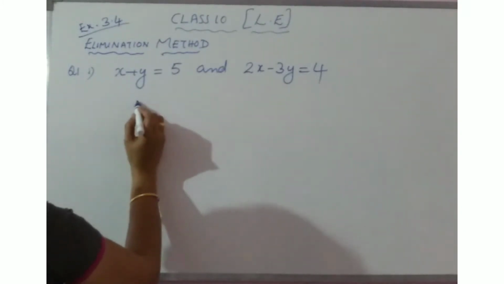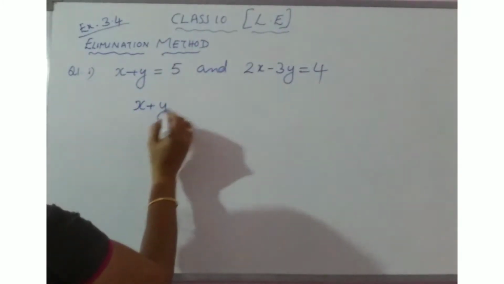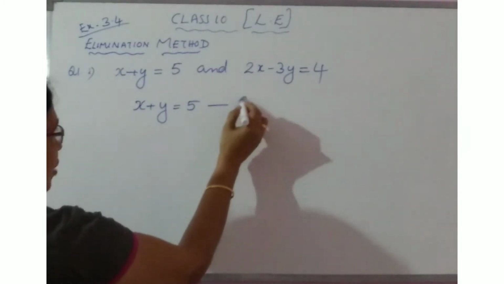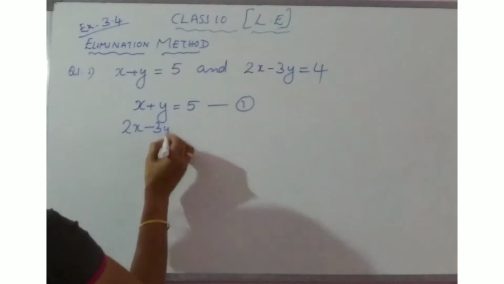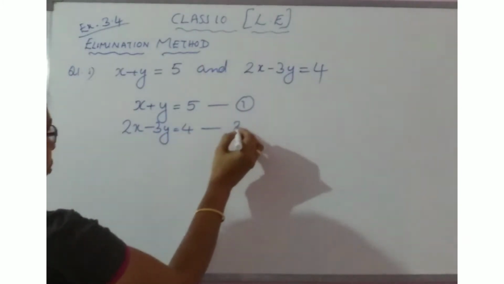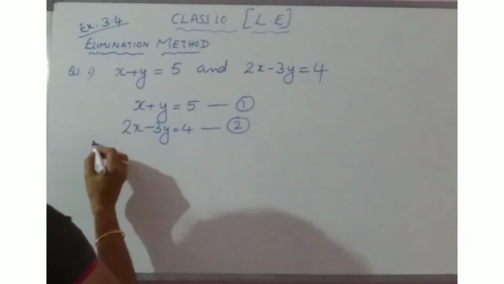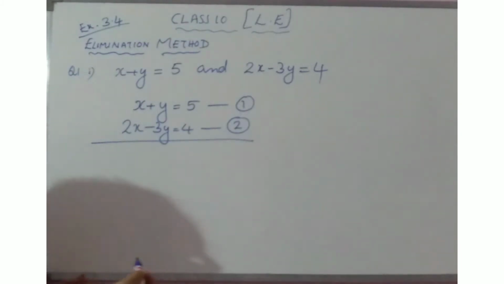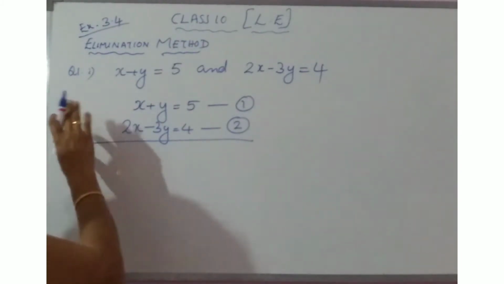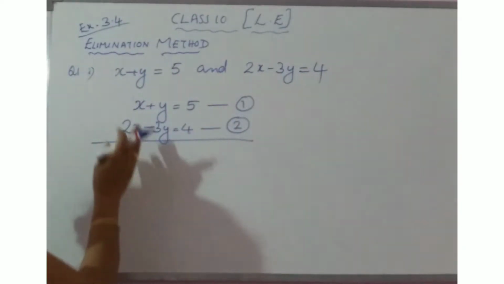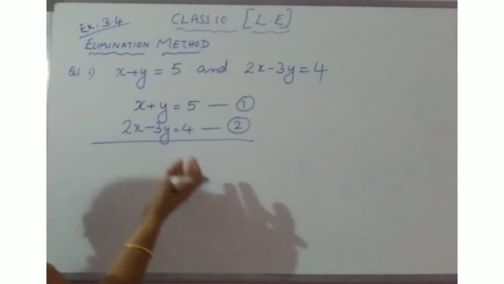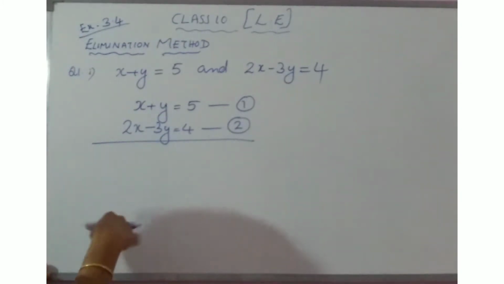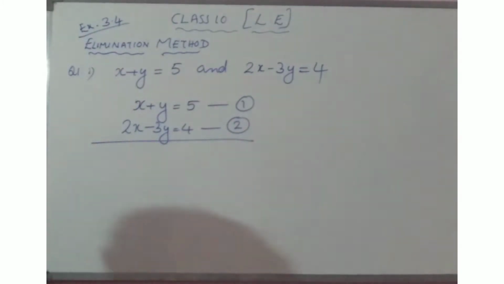The first equation, x plus y is equal to 5, is equation 1. 2x minus 3y is equal to 4 is equation 2. For the elimination method, as the word itself says, you have to eliminate any one variable from these two equations and find out the value of the other variable. So how can we eliminate one of the variables from the pair of linear equations?